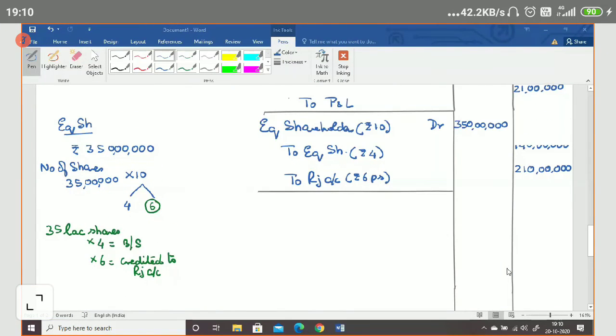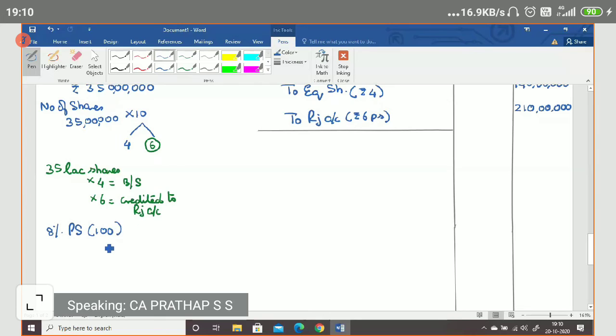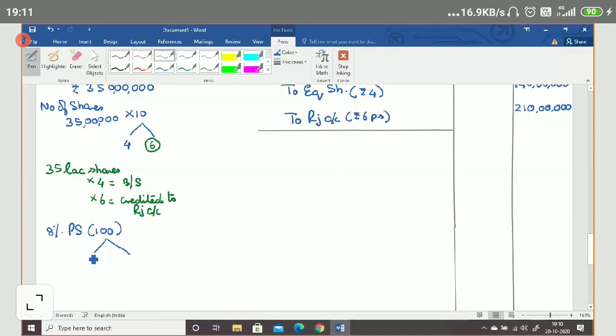Now this is the working note for equity shares. Now the working note for preference shares. What percentage preference shares were they? 8% preference shares. So let's write down 8% preference shares of rupees 100. So what is going to be sacrificed? The new value is going to be reduced to 60. So in the new balance sheet it will come 60, and the sacrifice which will be credited to reconstruction is 40 per share. Okay, this is first.